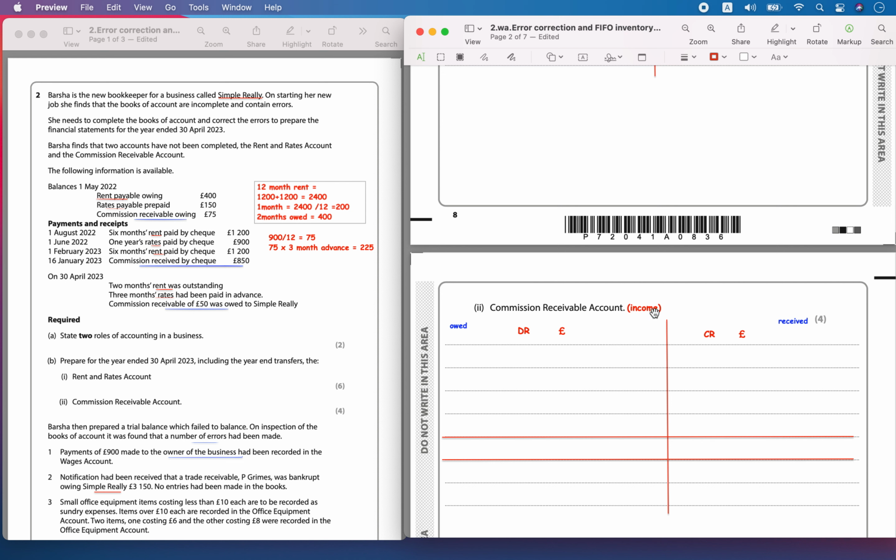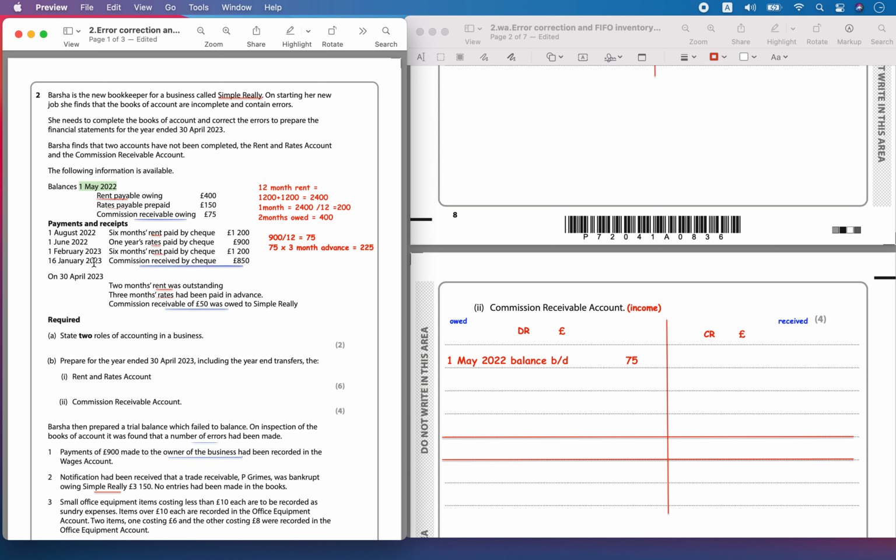Next we have the commission receivable account. This acts as an income account. So anything owed will appear on the debit side, and anything that you have received as income is going to appear on the credit side. So here we can start on the 1st May, they had an owed balance. So let's write that. On 1st May 2022, the balance brought down was 75. So we have to write 75 pounds.